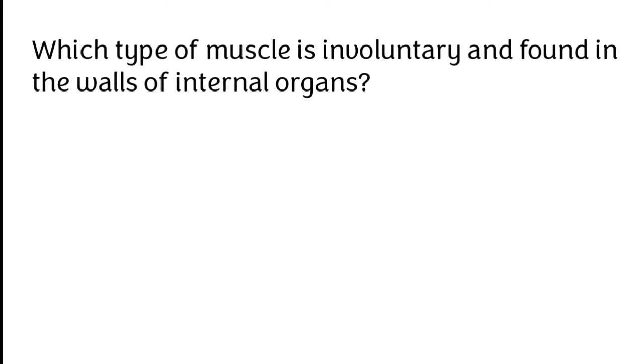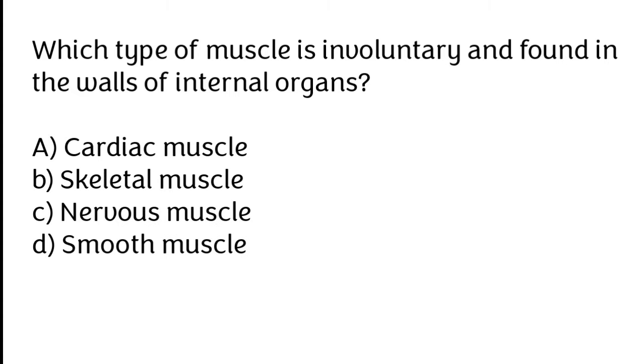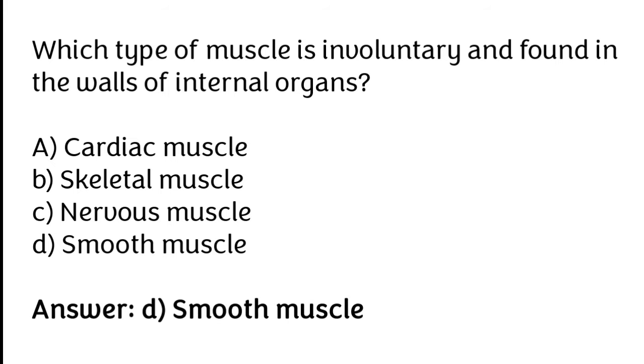Which type of muscle is involuntary and found in the walls of internal organs? Cardiac muscle, skeletal muscle, nervous muscle, smooth muscle. The correct answer is option D. Smooth muscle is the type of muscle which is involuntary and found in the walls of the internal organs.